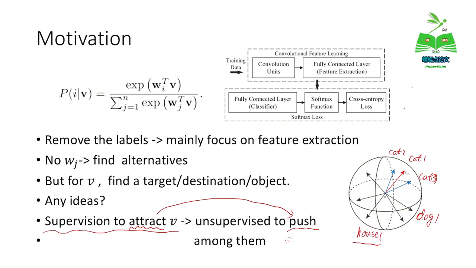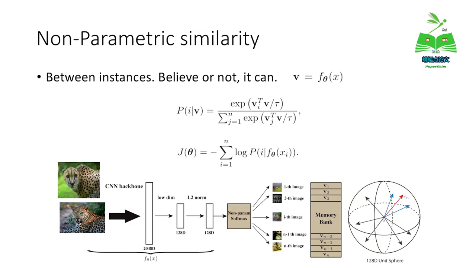So this is the motivation, the intuition. Okay, so based on the idea, they measure the non-parametric similarity between instances, and we believe we can use this to push different instances away and to distinguish those instances, although we don't know the labels for them.